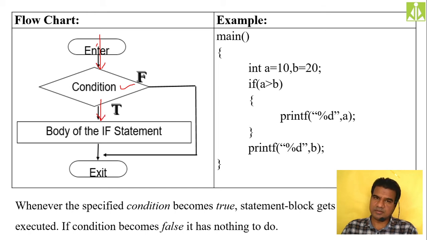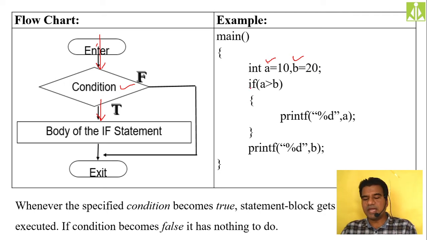That is nothing but the statement block. Inside the body, what do we have? We have the statement block. So if the condition is true, we are entering into the body, and if the condition is false, we are exiting. We are not considering the body and we are simply exiting from the control structure. So this is the flow chart and this is the code example. I took the A value as 10 and the B value as 20. So A is 10 and B is 20.